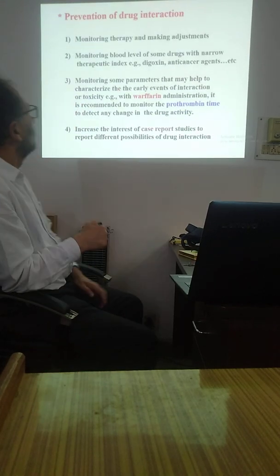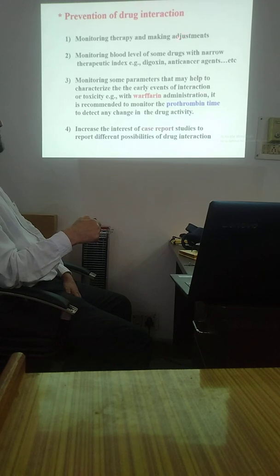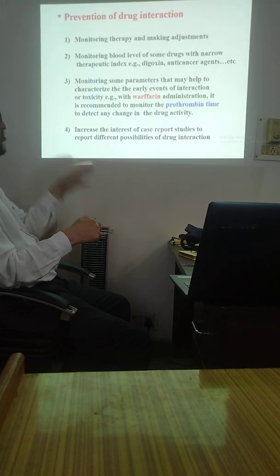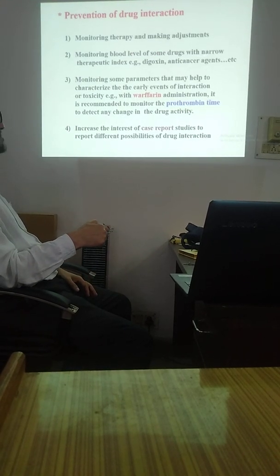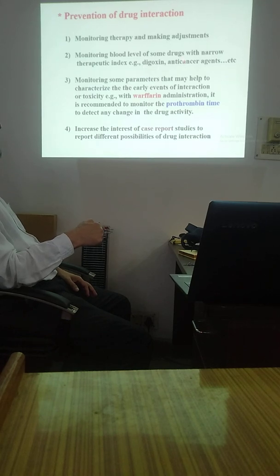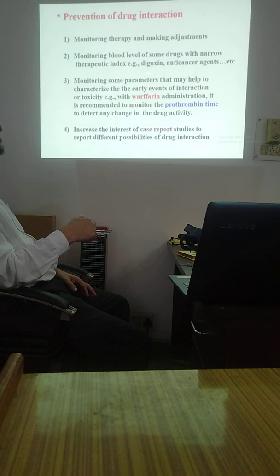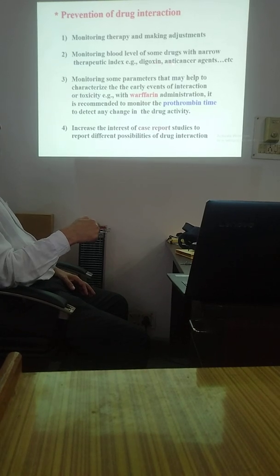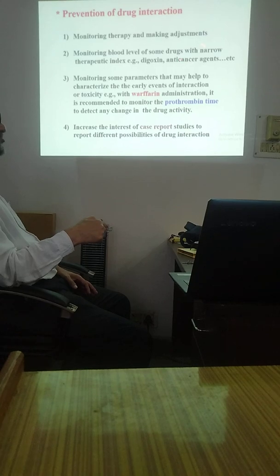Now, prevention of drug interaction, how can we prevent it? Monitoring therapy and making adjustments. We have to individualize therapy and individualize the response. And monitoring blood levels of some drugs with a narrow therapeutic range, that is digoxin and anti-cancer agents. We can monitor the concentration of digoxin, which has a therapeutic range from 0.5 to 1.2 nanogram per dL. And anti-cancer drugs also, like I have told, methotrexate, we have to monitor.